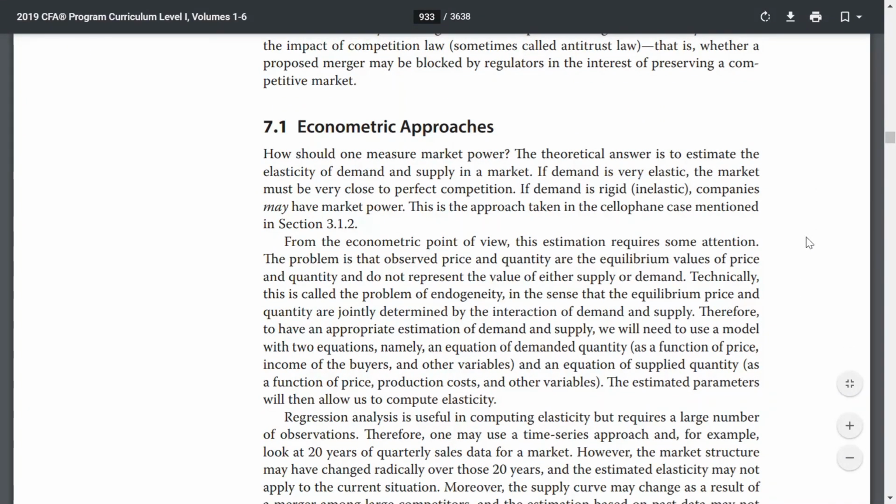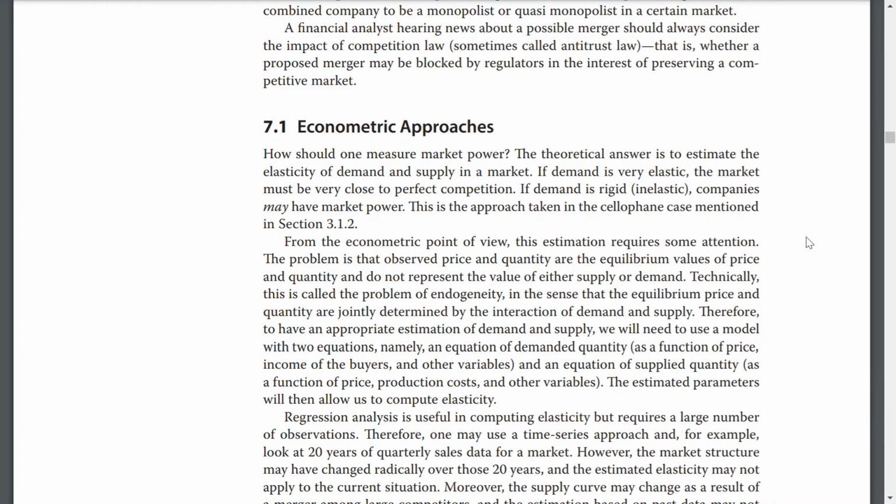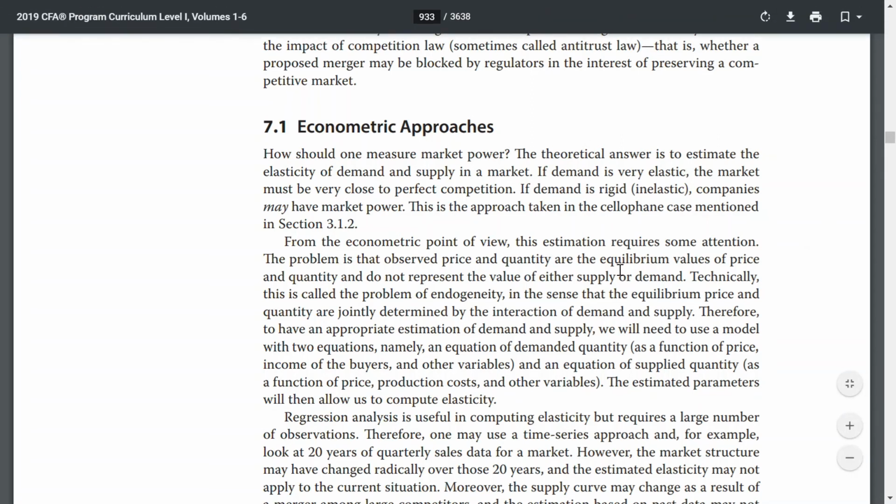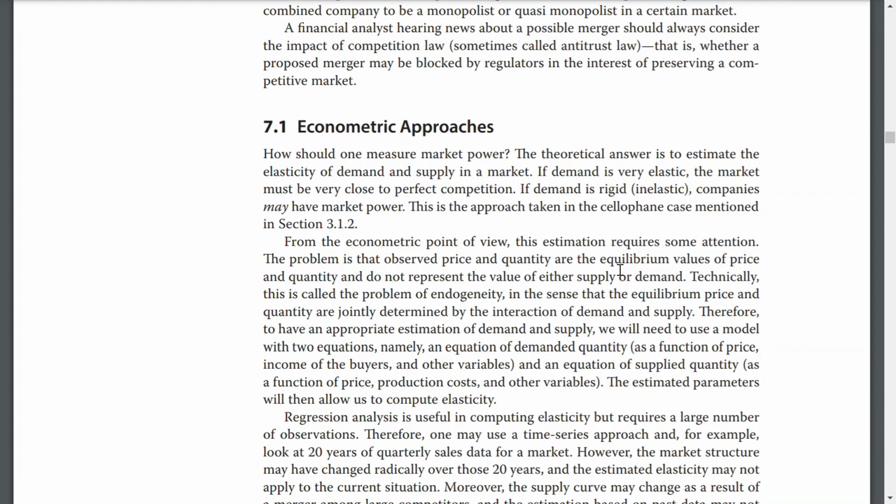Econometric approaches. How should one measure market power? The theoretical answer is to estimate the elasticity of demand and supply in the market. If demand is very elastic, the market must be very close to perfect competition. If demand is rigid or inelastic, companies may have market power. This is the approach taken in the cell phone case mentioned in section 3.1.2.